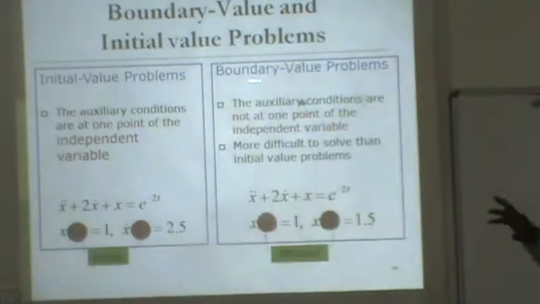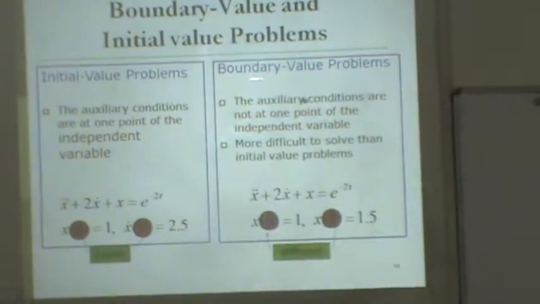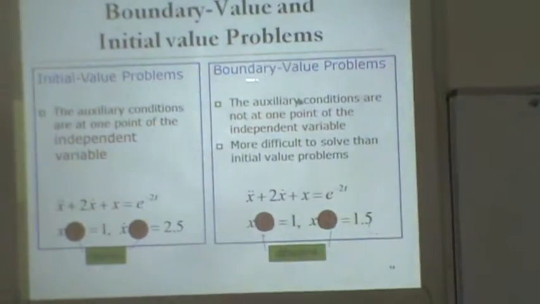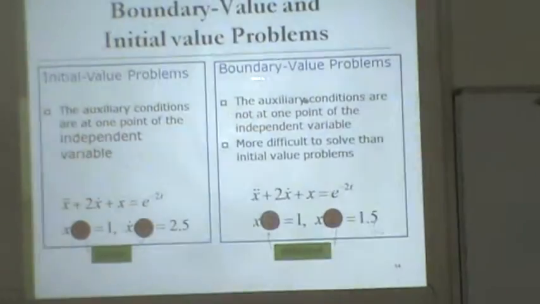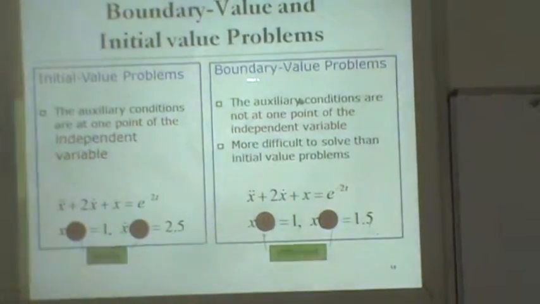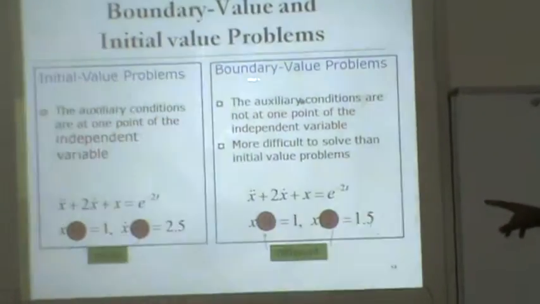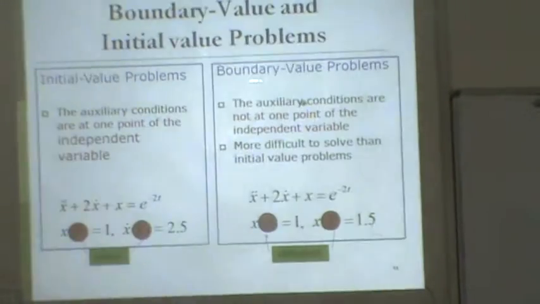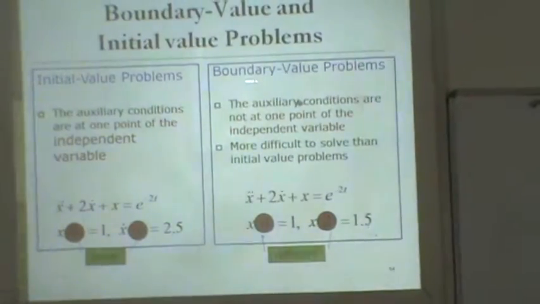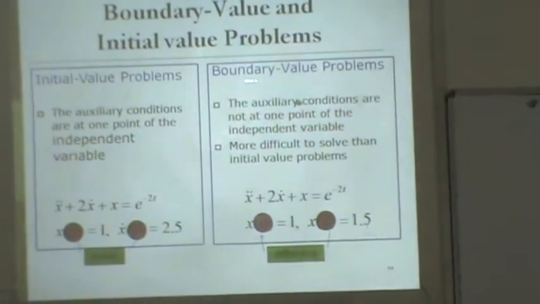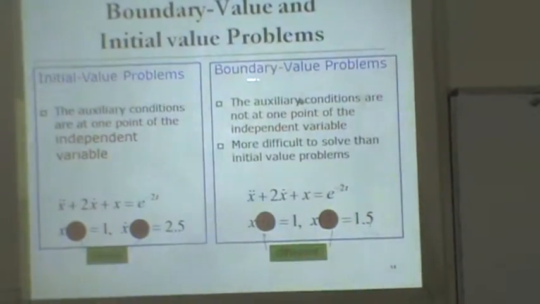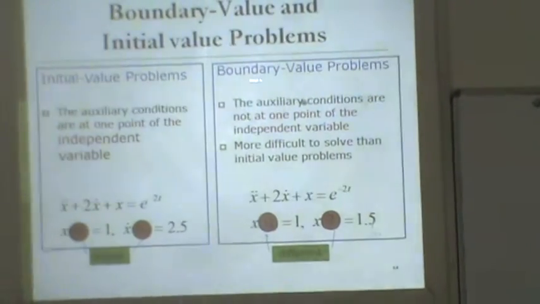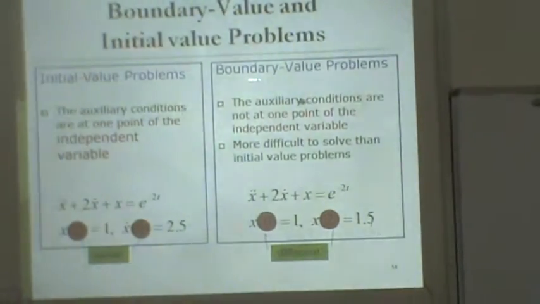So look at here, initial value problems and the boundary value problems. Here you will understand x of 0 is equal to 1 and dx by dt at 0 is equal to 2.5. So the point is same, and that's why it is the initial value problem, because the auxiliary conditions are at one point of the independent variable. And if not at one point, that is, at more than one point of the independent variable, then that is called the boundary value problem.